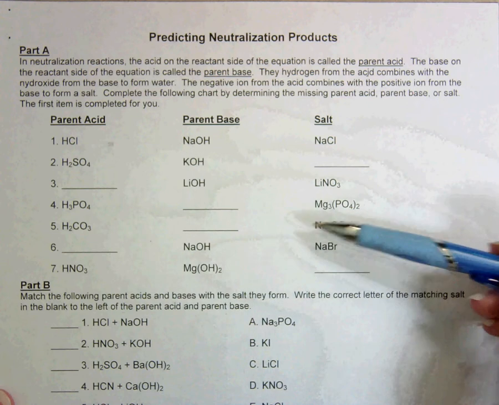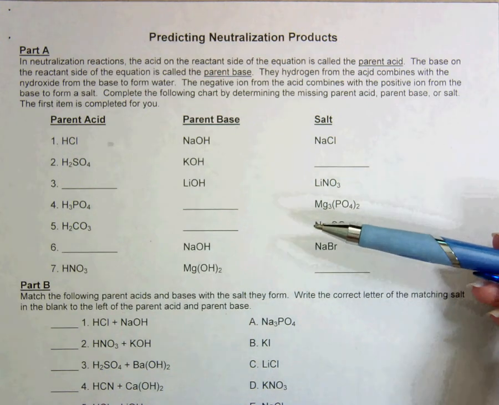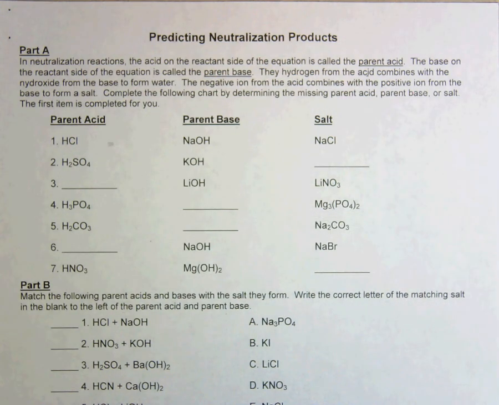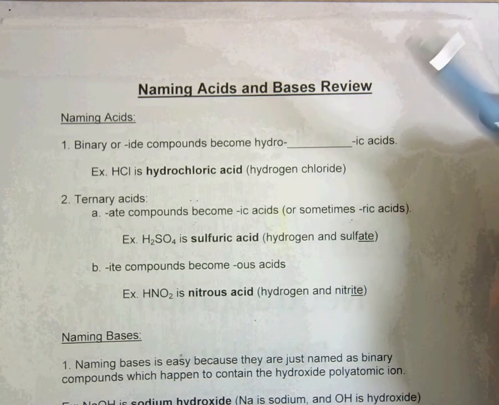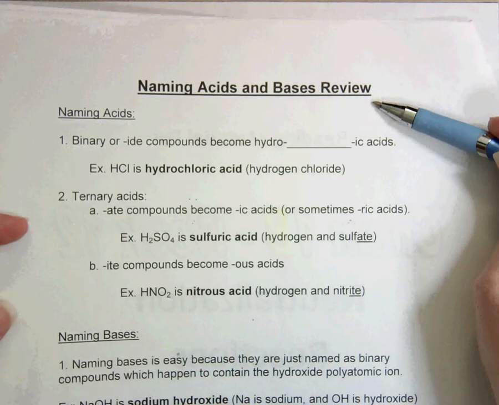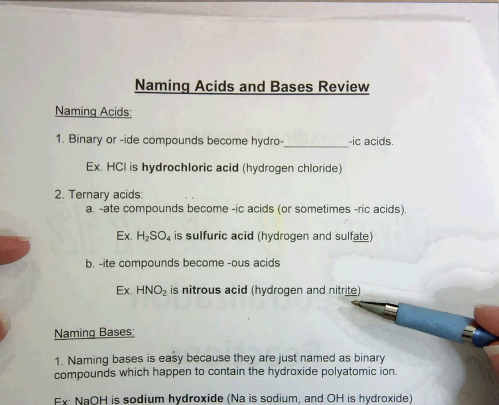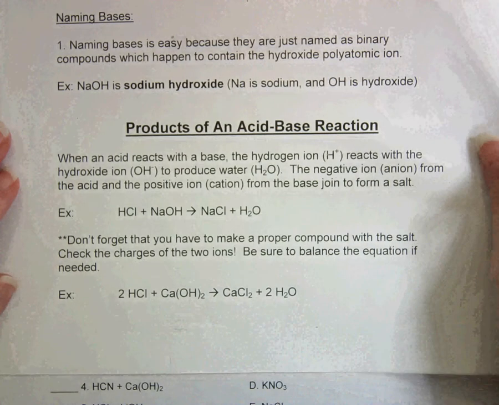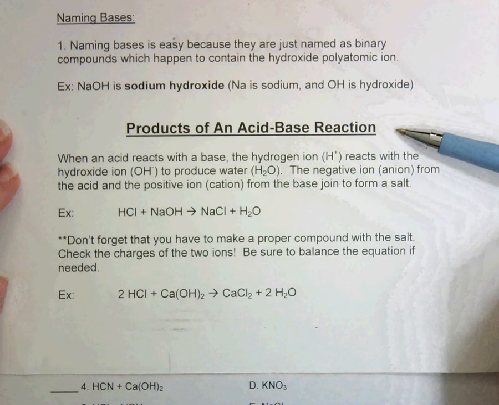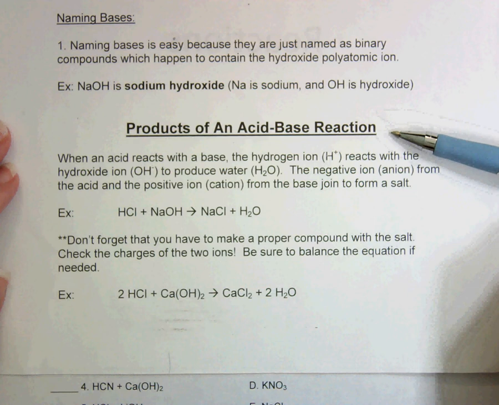So what these are all talking about is neutralization reactions, and in your reading materials it explains on this first page here. First it goes over naming acids and bases, because you do need to remember how to do that from your other packet. And then here it talks about the products of an acid-base reaction. And we did acid-base reactions way back in packet 3.